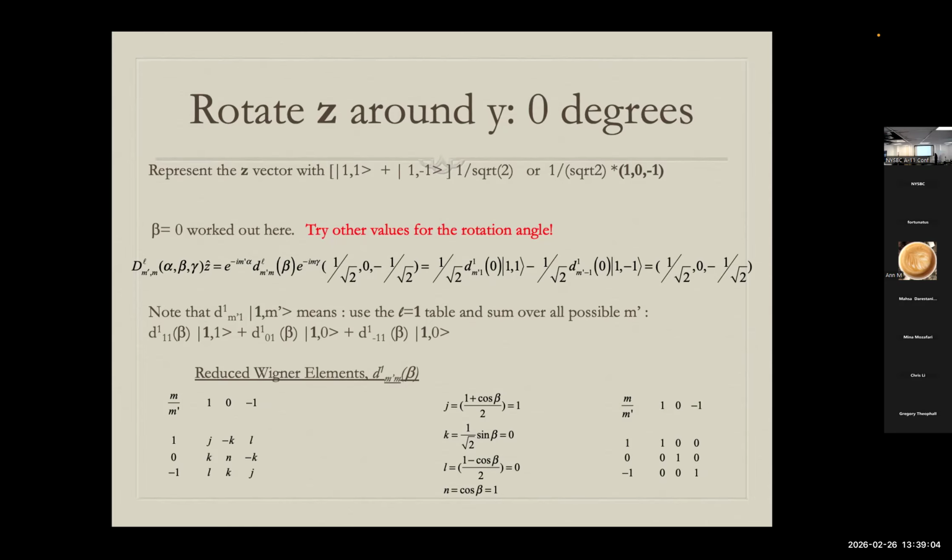Okay, so we know how to fill this in. Those of you on the Zoom, you should be writing it for yourself. You've got this little table of projection factors, or reduced Wigner elements, filled in. All right, so what does that do for your answer? How does that help you fill in your answer?